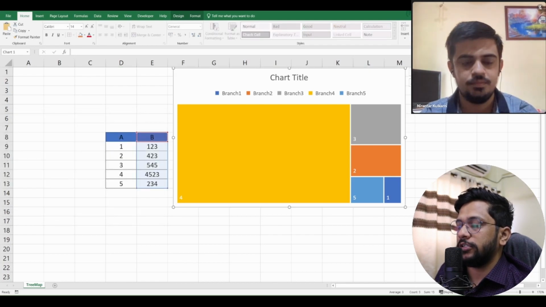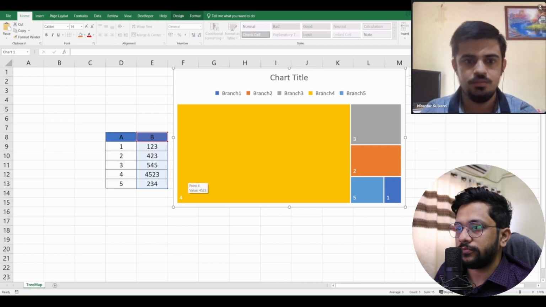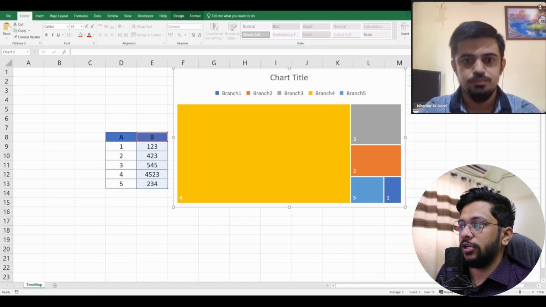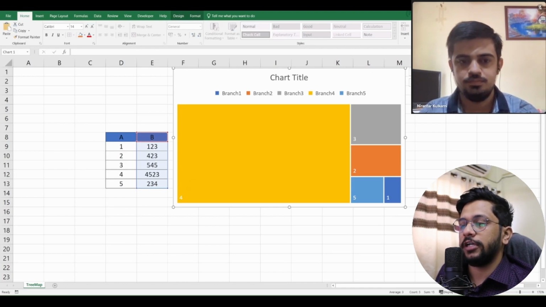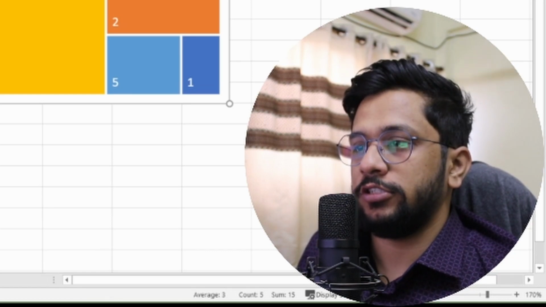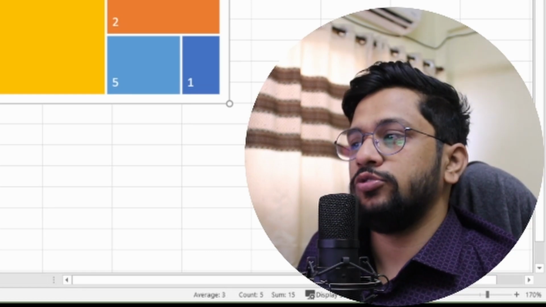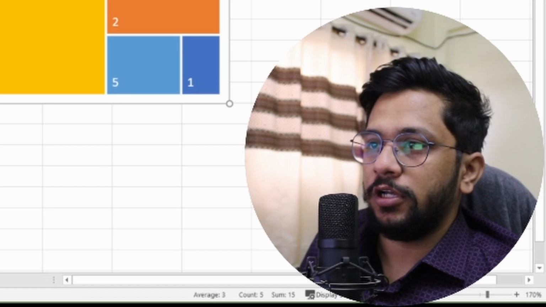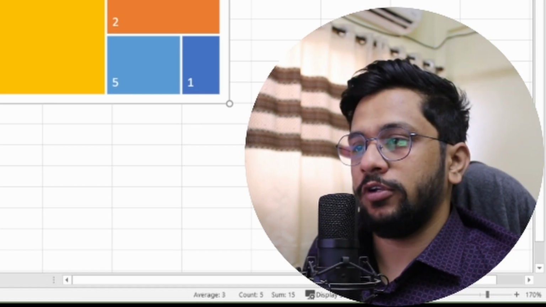Now that whole picture has changed. Now 4 is the highest, right? Now 4, 5, 2, 3 is the order. Let's assume that these are visitors in your shops. So you own 5 shops. Now every shop will have some footfall.